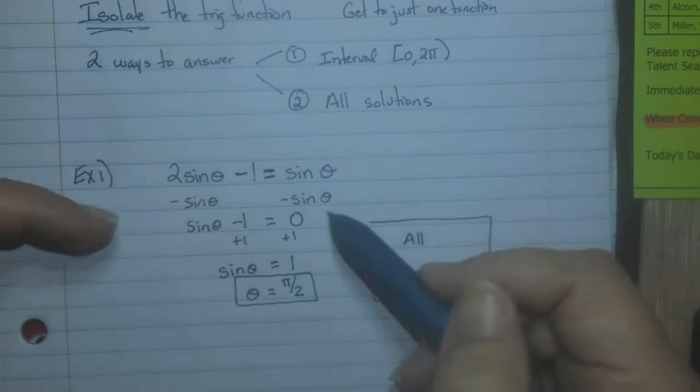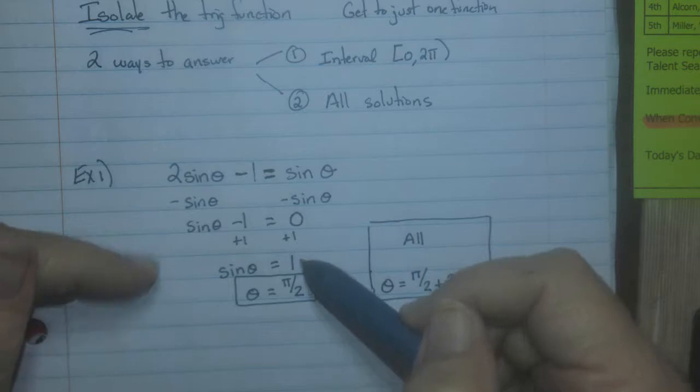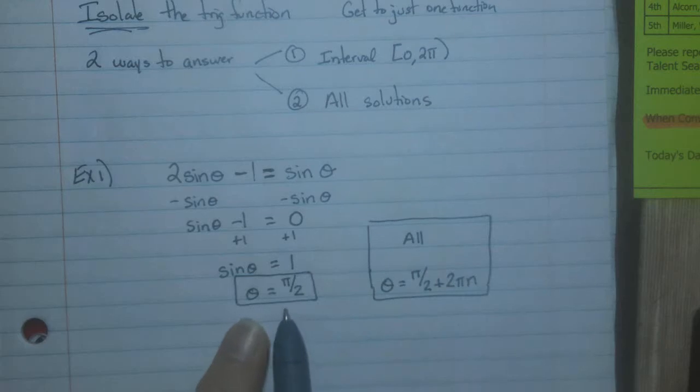So all we're doing is the same types of steps we do to solve an equation in algebra. We get down to our trig being isolated. We use our unit circle to get the answer. If we're on 0 to 2 pi, we're just going to have 1 or 2 answers. If it's all, then we're going to add the period to get all those answers.